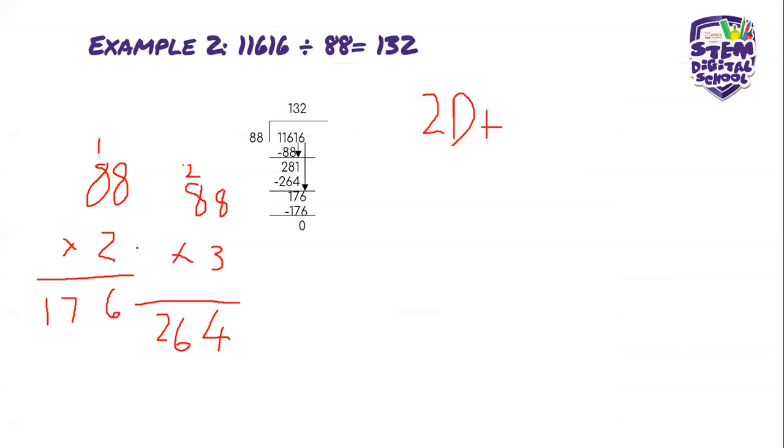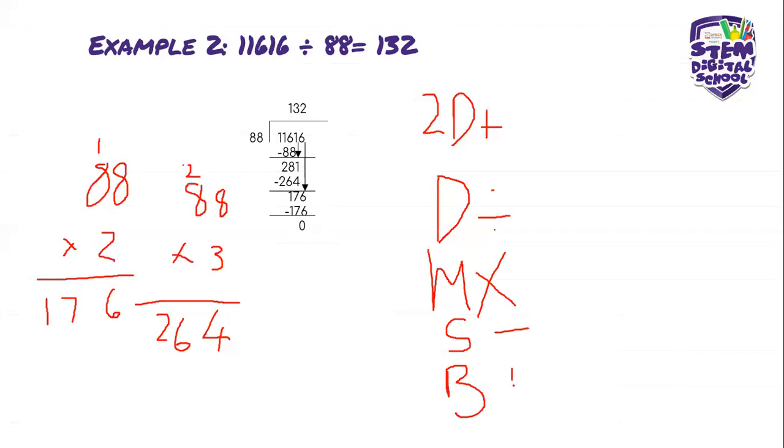I've already tested that it's 2 times. 2 times 88 gives me 176. 176 minus 176 is 0. And always, guys: divide, multiply, subtract, bring down. Always a repeated action. We do not put remainder 0, because remainder 0 means there's no remainder.